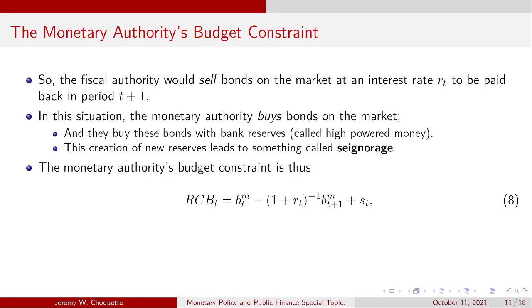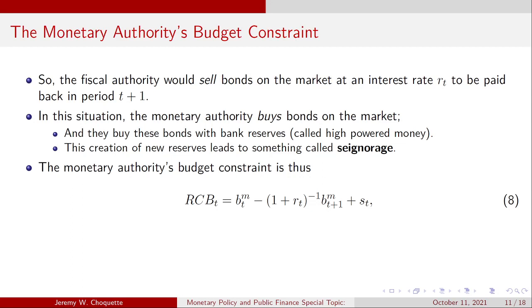Now, the monetary authority's budget constraint is therefore this: RCBT equals the bonds that the monetary authority buys, BTM, minus 1 over 1 plus R, or 1 over 1 plus the interest rate, times the bonds that they're going to buy today, right? So the BTM, that's what they've already purchased. They bought that yesterday. BT plus 1M is what they're going to be buying today. And then we add seigniorage to that.